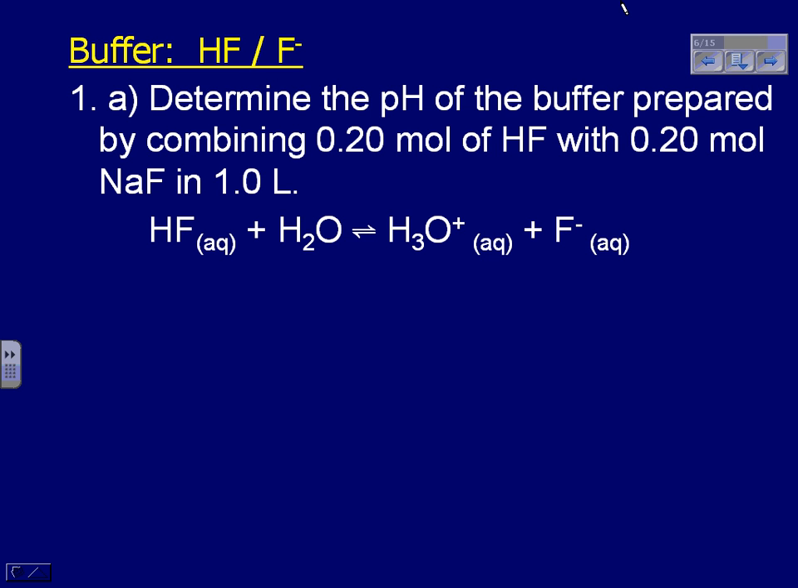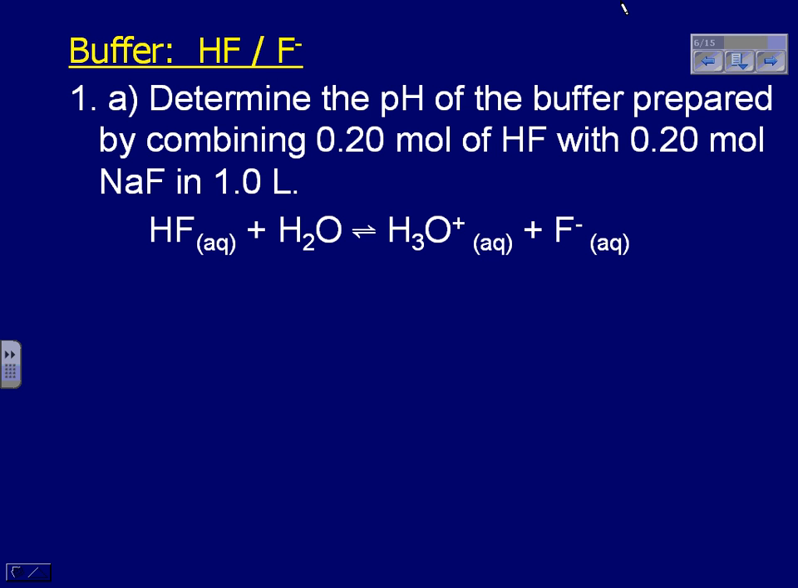Now, if I didn't give you this equation, you'd have to check out the Ka for HF and the Kb for F minus, and you're going to find that the Ka is bigger than the Kb. That means it's going to behave as an acid conjugate base buffer. There is the equation representing that acid conjugate base buffer.